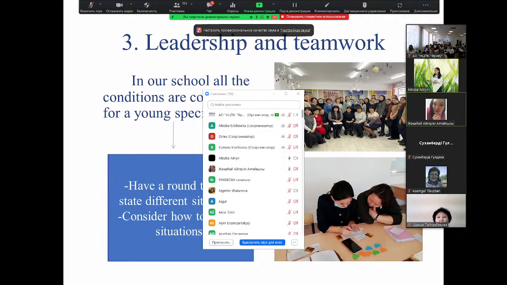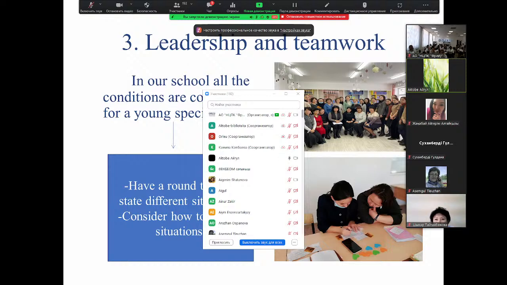Once a month, we have a round table between the head teachers and young professionals. Here we are able to practice and state the difficulties during school lessons and consider how to get out of these situations. Many of the topics that have been discussed were related to the students' behavior and also relationships among teachers.